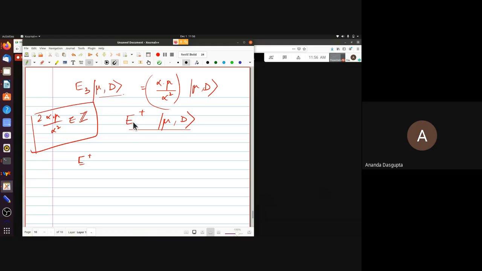You know what E plus will do, by the way, to mu. Why? Because you know what E plus is. Remember, E plus is E alpha by mod alpha. So what does E alpha do to mu? It will increase mu to mu plus alpha.